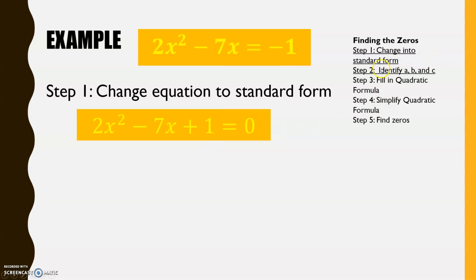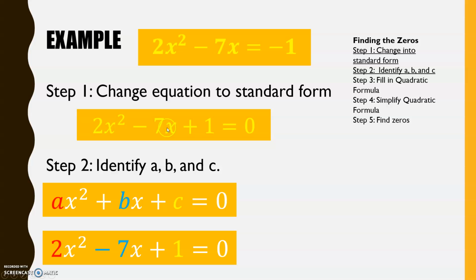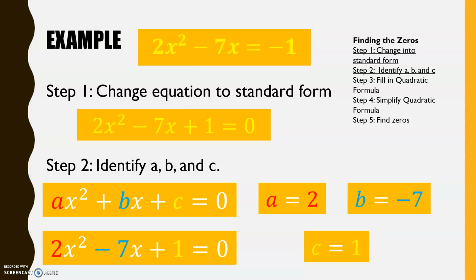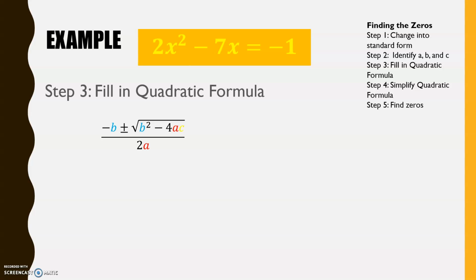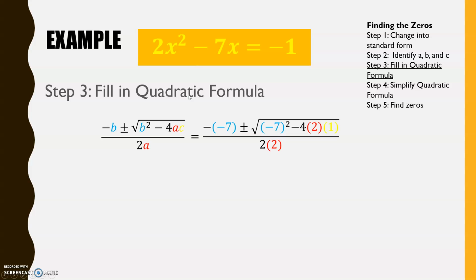We look at our list, and next thing we need to do is identify A, B, and C. So A here would be 2, B here would be negative 7, and C here would be 1. You can see the nice color-coded phrase there. Okay. Next, step number 3 is to fill in the quadratic formula. So we had our A, B, and C, and we're going to plug those in from the previous slide. So negative 7 was our B, A was 2, and C was 1.